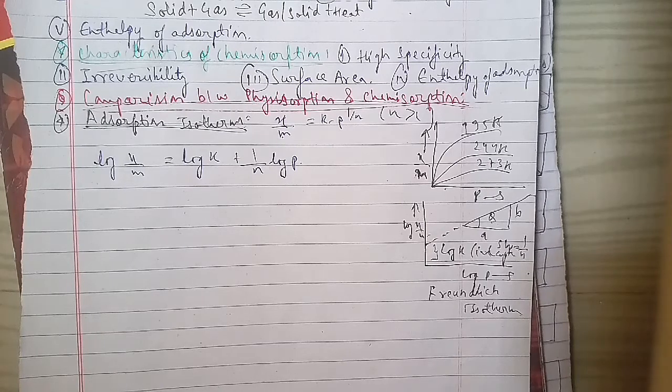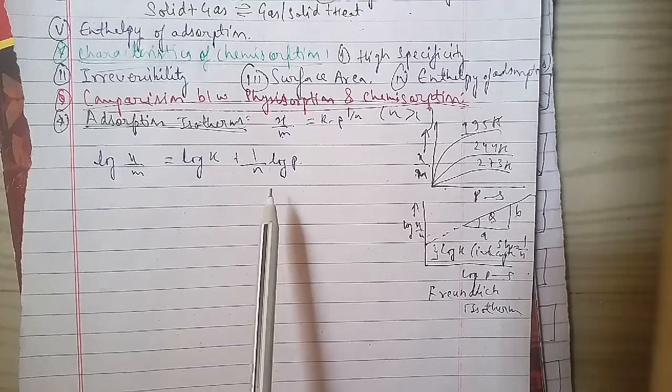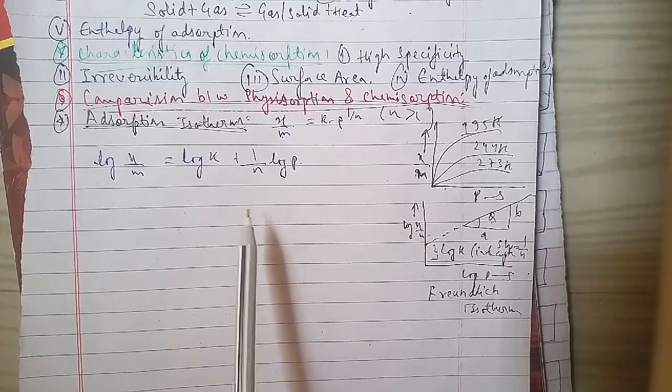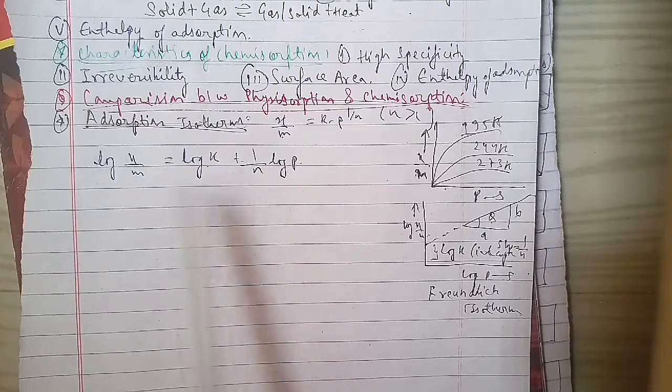Both the conditions are supported by the experimental results, and the experimental isotherms always approach saturation at high pressure. This cannot be explained by the Freundlich isotherm, and thus it fails at high pressure as well.